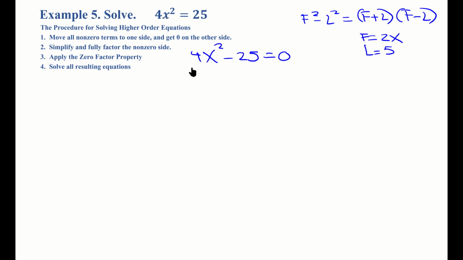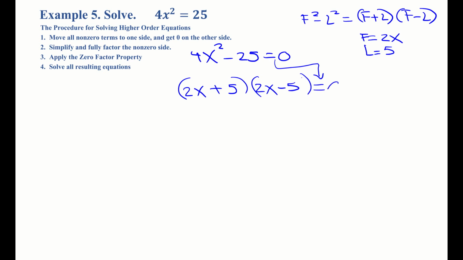Okay, that's good. So now you should pause the video, go finish it. You know what to do now. Factor it using that formula, then apply the zero factor property. All right, so not ready for that yet. So I'm going to factor the left side. So I get F, which is 2x, plus L, which is 5, times F, which is 2x, minus L, which is 5. Don't forget, and this is a common error, that equals 0 must be written down again.